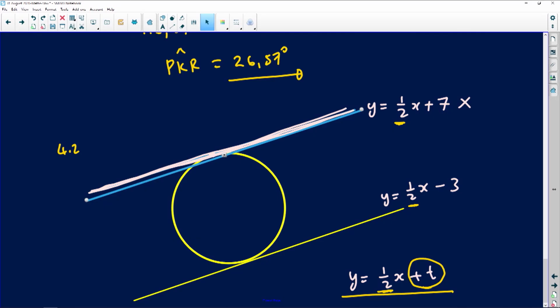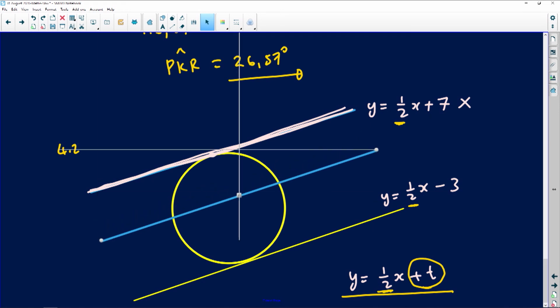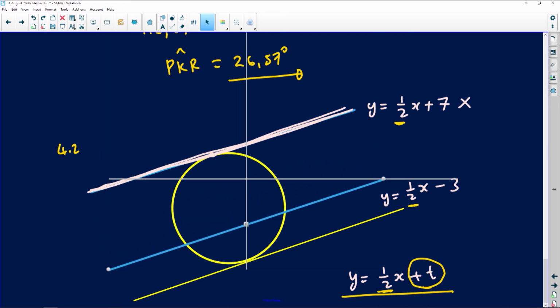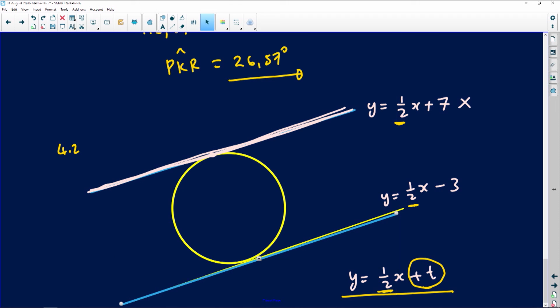So now let's go back to the blue line. I'm interested in the blue line. So the blue line, I want to move the blue line, not the white line, the blue one. So I want to move it down. It must go down, down, down, cutting the circle in 2 places, cutting the circle in 2 places, until it gets to the yellow tangent. Because at the yellow tangent, it's now going to touch the circle at 1 point, and any further decrease will no longer cut the circle.